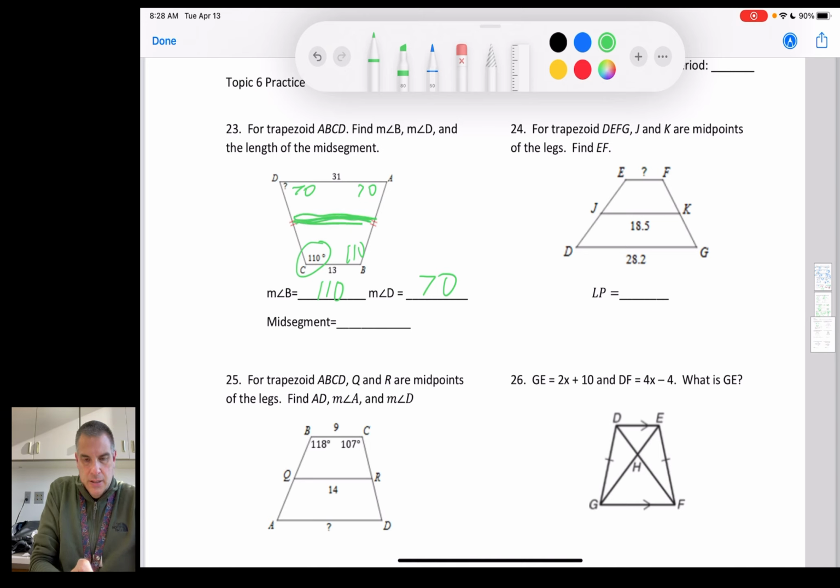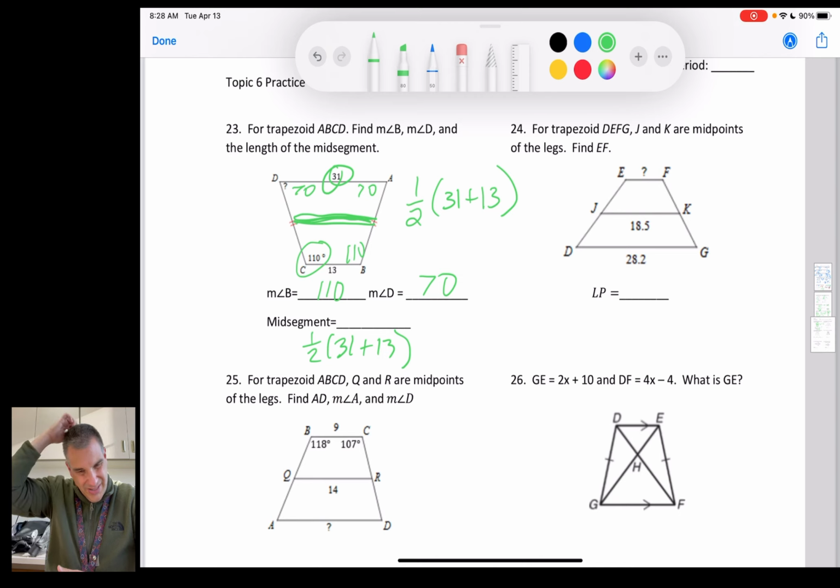mid-segment. So remember the mid-segment formula is 1/2 of 31 from right there plus 13. So 1/2 of 31 plus 13. 31 plus 13 is 44. Half of that is 22. There's your answer.